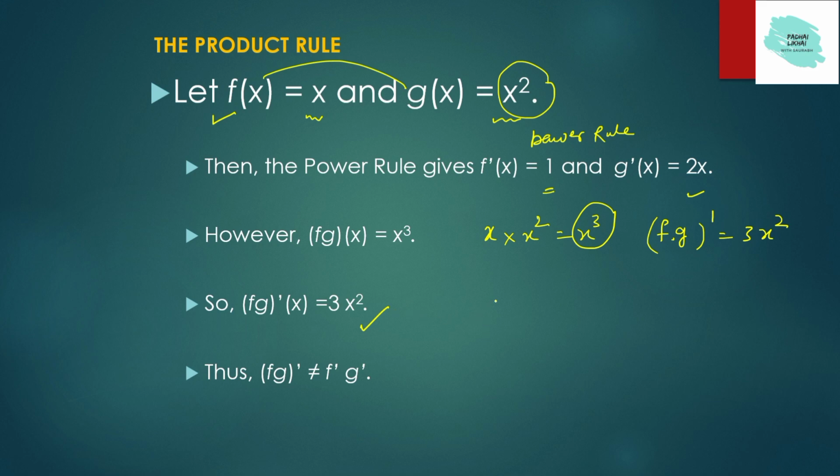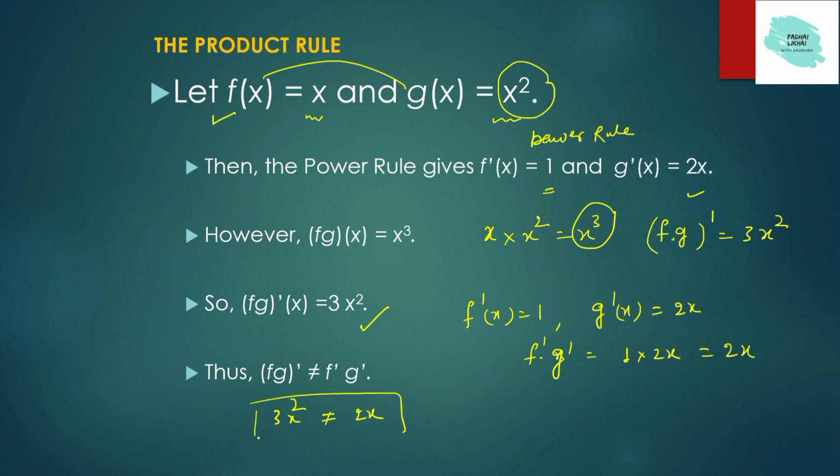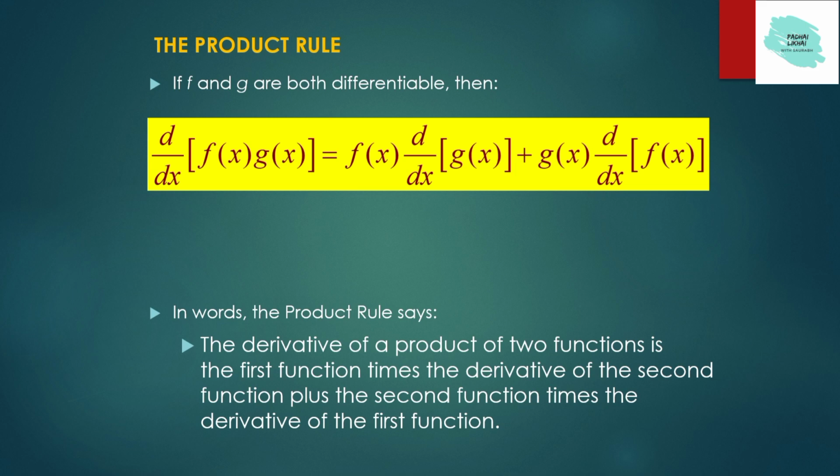Now check again. We have already found f'(x), which is 1, and g'(x), which is 2x. Just multiply them: f' into g' gives 1 into 2x, that is 2x. So we can easily see that 3x² is not equal to 2x, which means both values are not equal. So we move to the product rule.